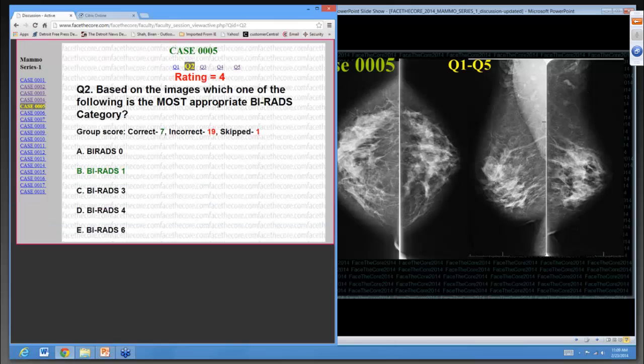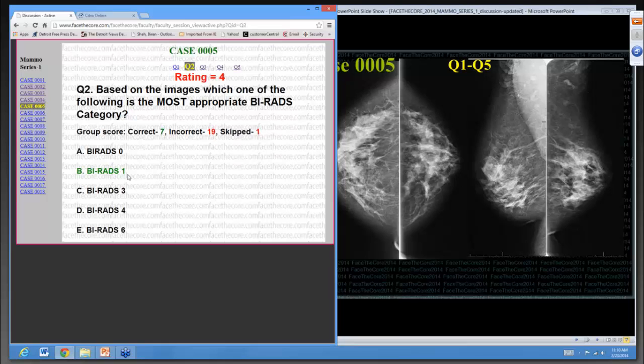Based on the images, what's the most appropriate BI-RADS category assessment? A lot of you got this wrong. It is a BI-RADS 1. This finding, the absence of the pectoralis major muscle, the diagnosis is that of Poland syndrome. Poland syndrome is just a congenital abnormality, that of congenital unilateral hypoplasia or absence of the pectoralis major muscle. Actually more common in males, and it's more common on the right side. In this case, we had it on the left side.